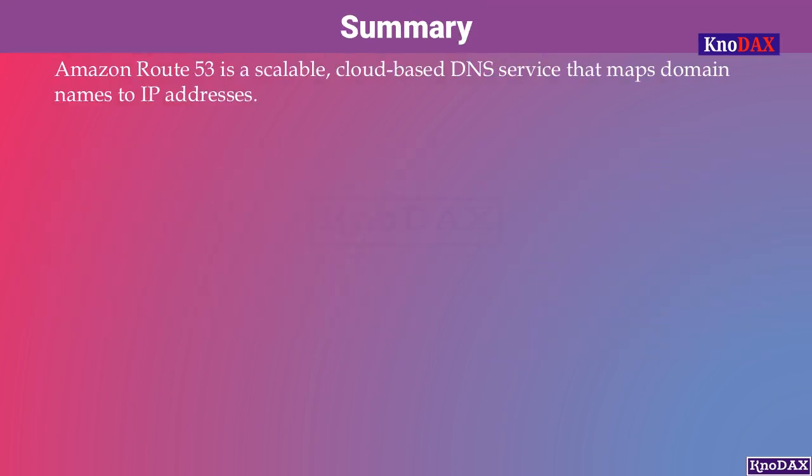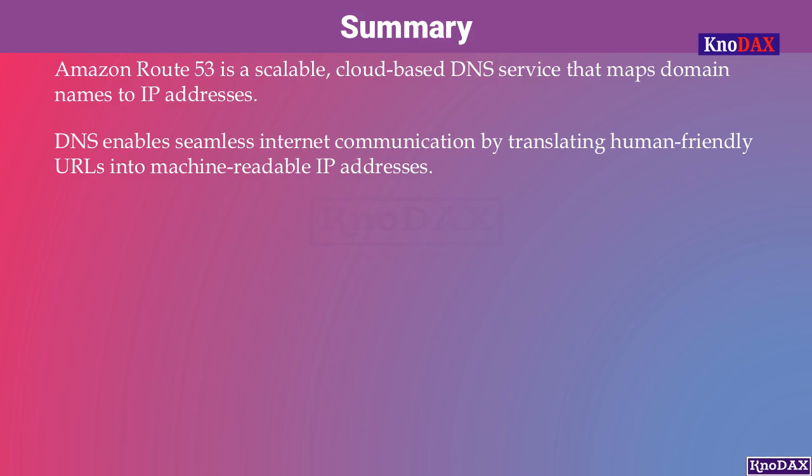Let's recap the key points about Amazon Route 53 and the domain name system. Amazon Route 53 is a scalable and cloud-based DNS service designed to map human-friendly domain names to machine-readable IP addresses. DNS, the backbone of the internet, enables seamless communication by translating URLs, like www.example.com, into their corresponding IP addresses.